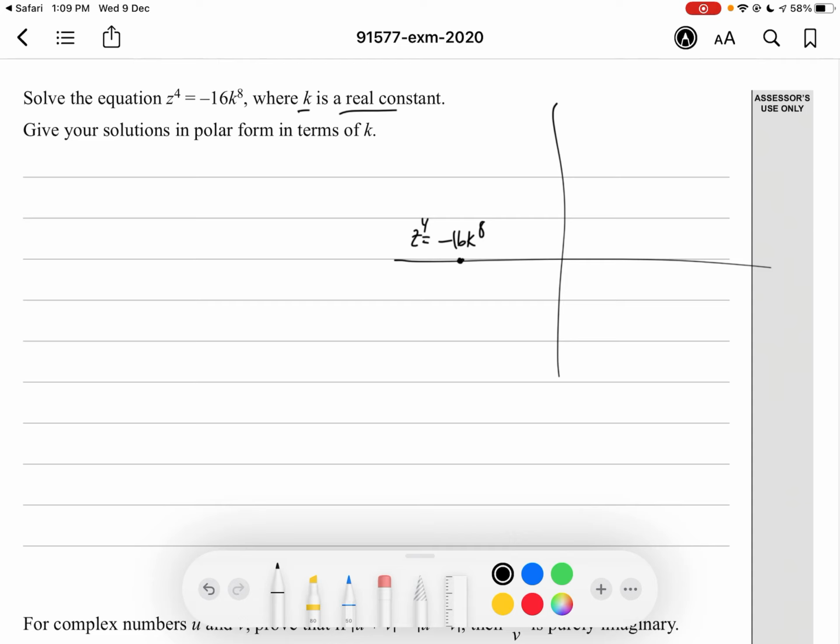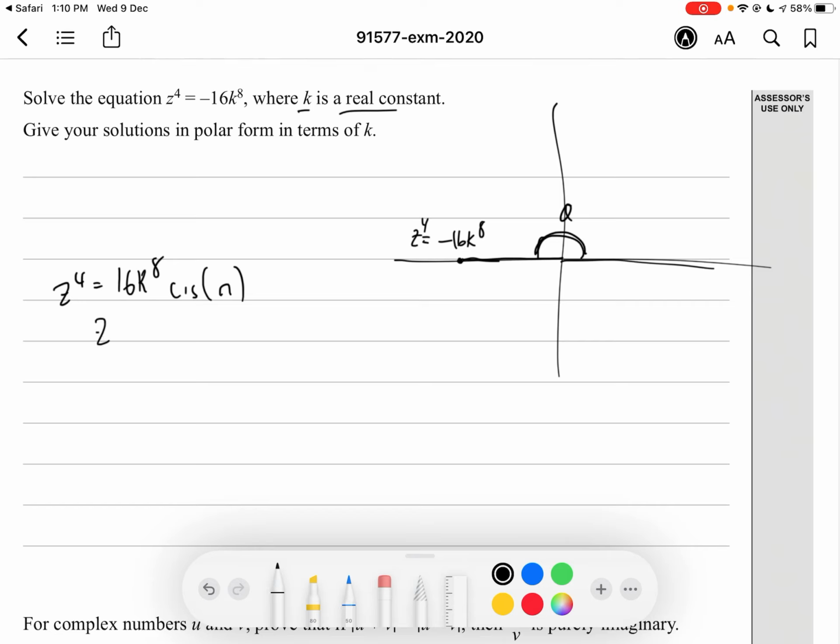So we can write this in polar form. z to the power 4 equals the modulus, which is just 16k to the power 8. That's the length from here to here. It's not negative 16k to the power of 8 because we're looking at the modulus. The modulus is the length, and length is not considered to be negative. Our angle is measured from the positive real axis, so that's going to be theta, and that equals pi. Since a whole revolution is 2 pi radians, half is just pi.